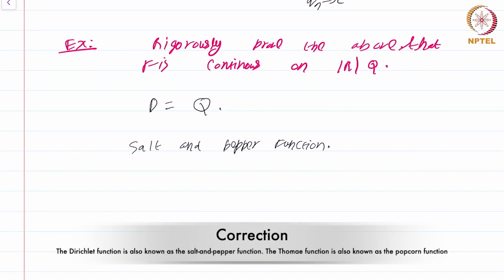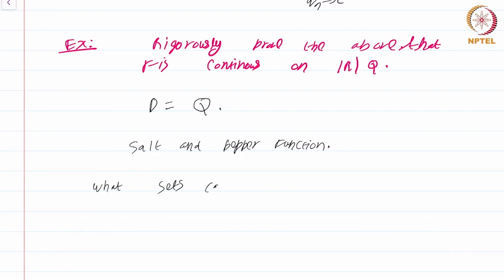So the next question is, precisely what sets can be the sets of discontinuity? It's very easy to see that any finite set can be the set of discontinuity. I leave it to you as a very simple exercise. And we have just seen that the complicated set Q can be the set of discontinuities. We have seen that the whole set R can be the set of discontinuities.